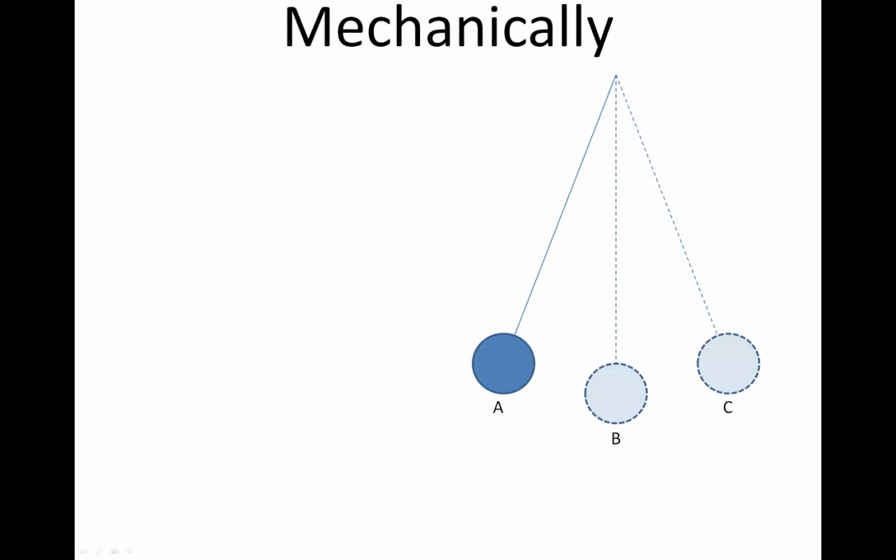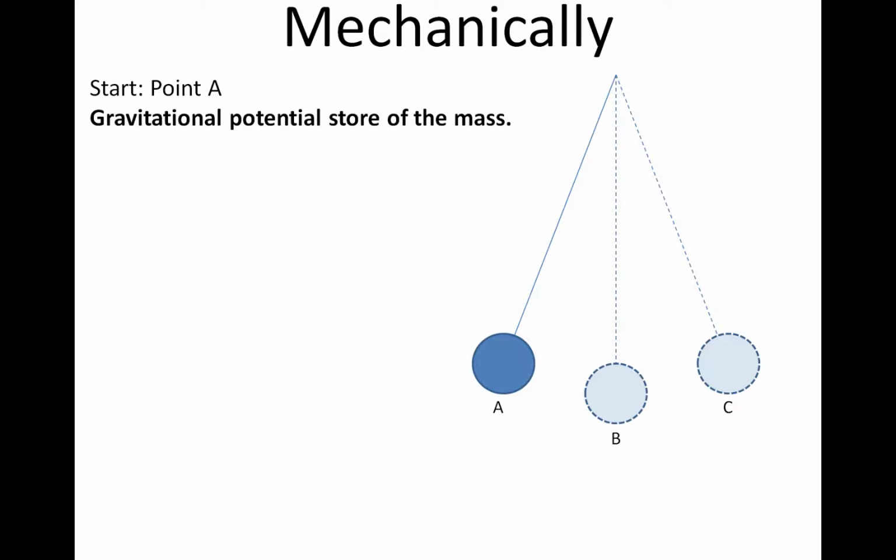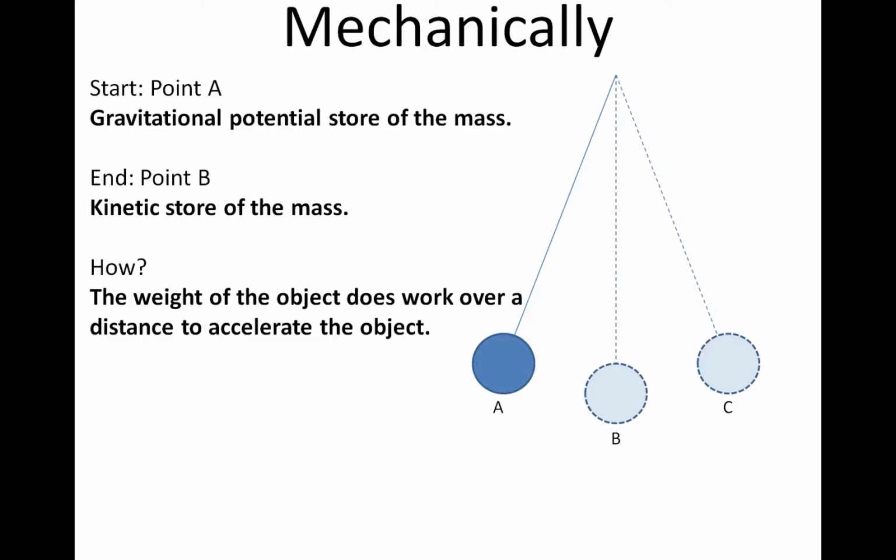Next, we have a pendulum. So in this case, the start point we're going to consider as A, which means it has energy in the gravitational potential store of the mass. If we consider the end point as B, then we can say that it is the kinetic store of the mass. Finally, how did this transfer take place? The weight of the object does work over a distance to accelerate the object.